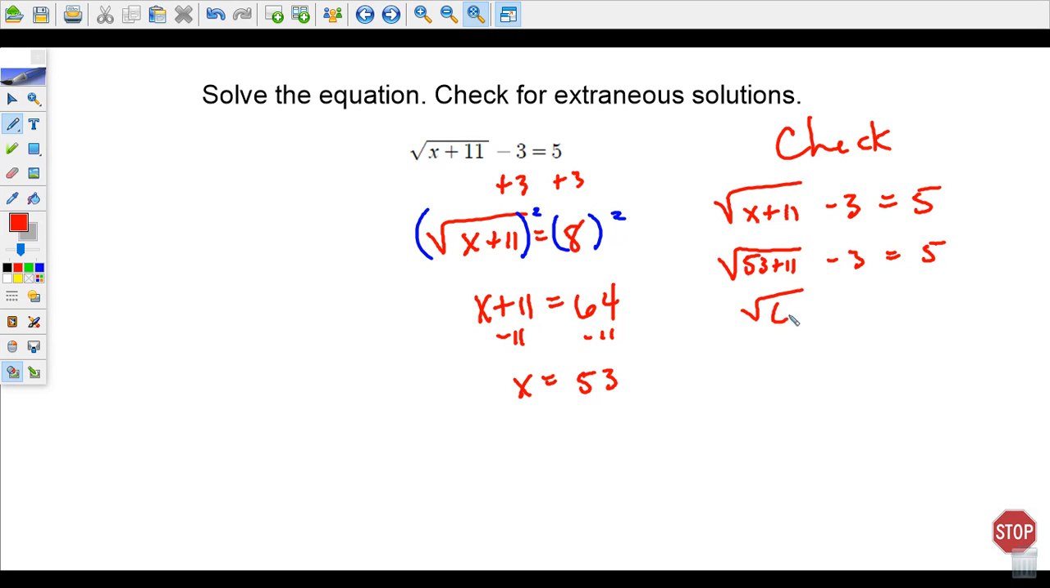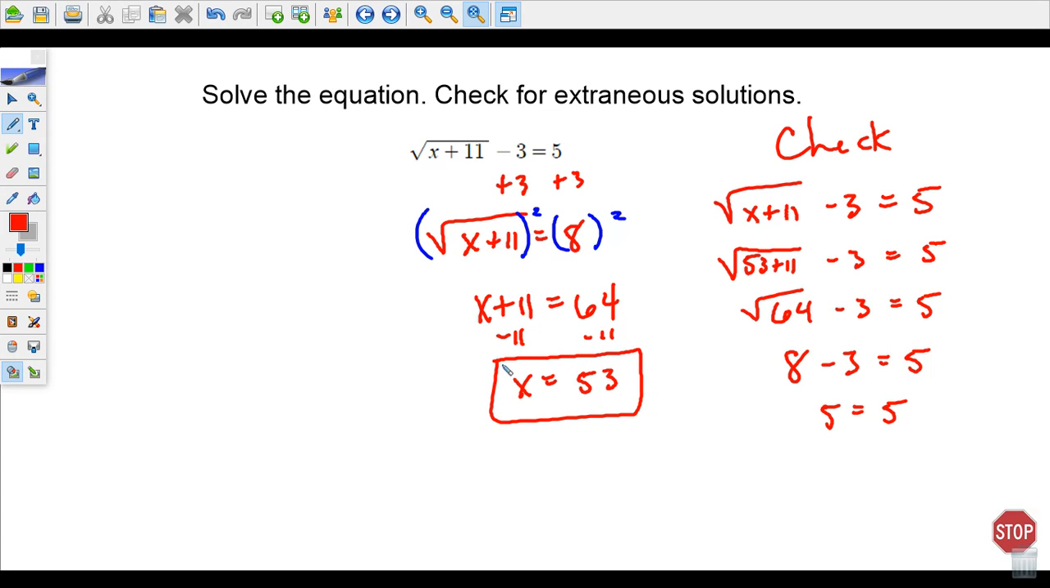53 plus 11 is 64. Square root of 64 is 8. 8 minus 3 is 5. So 53 is a solution. It is not extraneous.